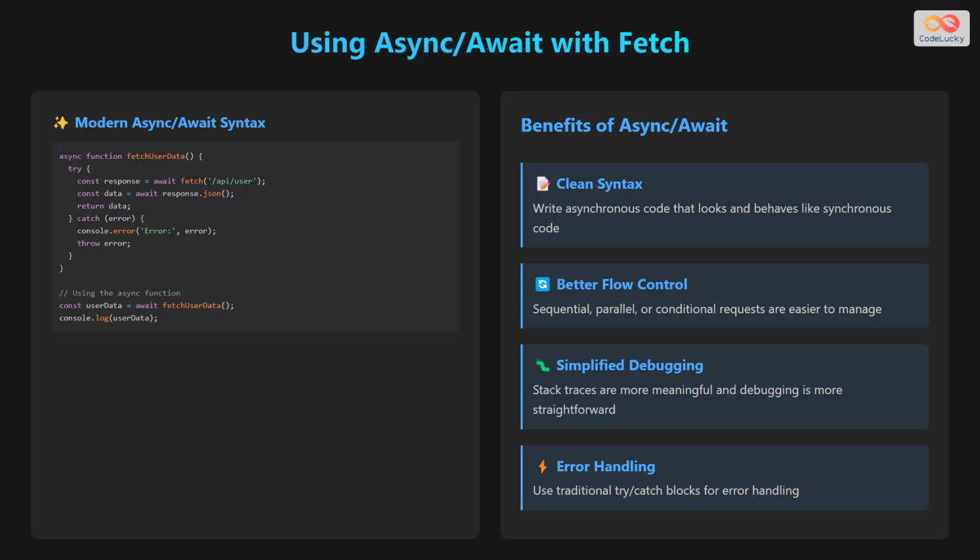In the code comparison, the asynchronous fetch user data function uses the await keyword to handle the promise returned by the fetch function. The response is first awaited, then it is converted to JSON and returned. Any error during the fetch process is caught and logged in the catch block. Using the async function, the user data is logged on the console. Async await makes asynchronous code easier to read, write, and debug.